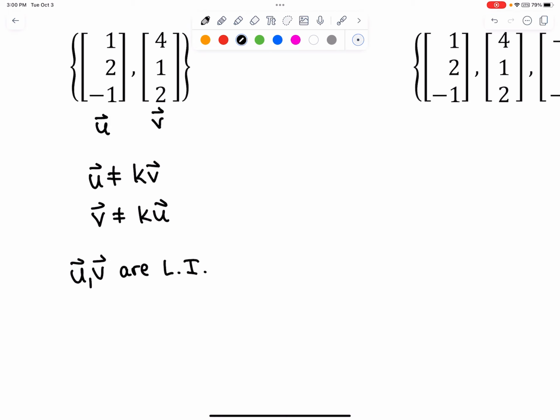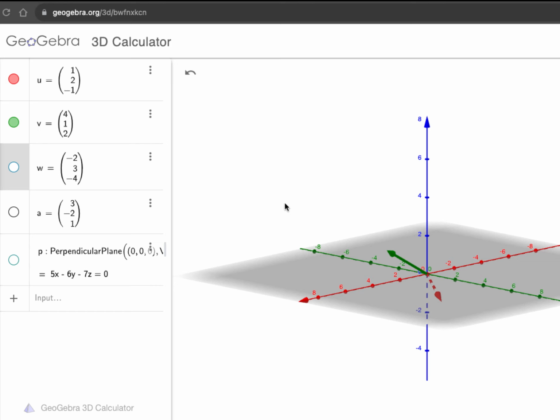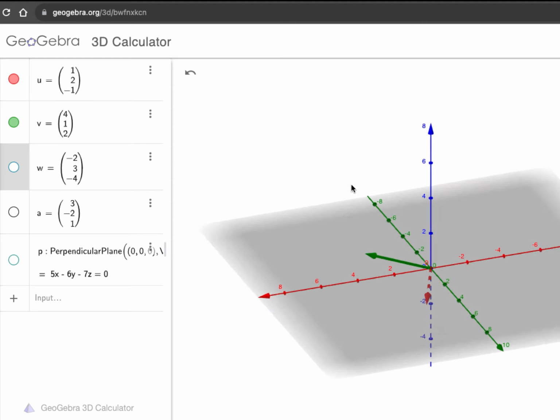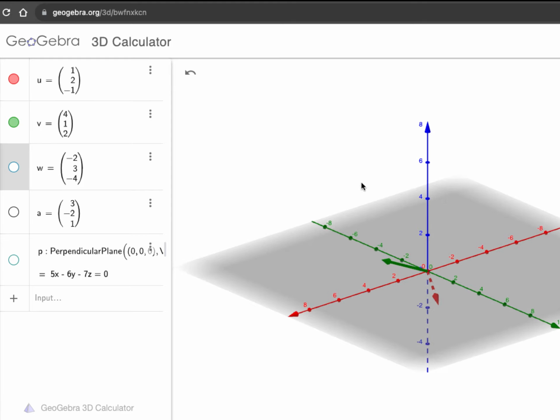Let's turn to a graph. Here I'm using GeoGebra 3D, and I've graphed the vectors u and v, and you can see that they do not point along the same line in 3-space. Therefore, it's not possible to scale one of these vectors alone to obtain the other one.